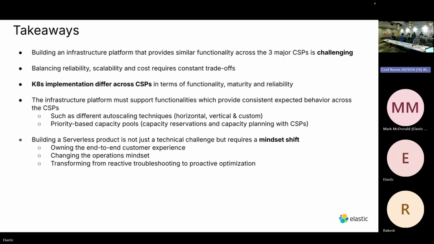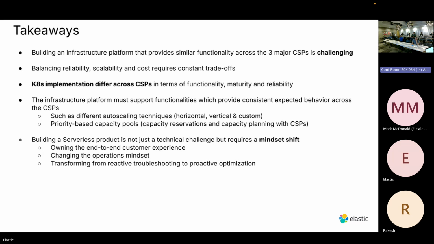So if you have been with me for the whole session, don't worry about whatever I said. I encapsulate everything in these main takeaways, right? The first takeaway is that building an infrastructure platform that provides similar functionality across the three major CSPs is challenging. We faced that challenge when we built our homegrown orchestration on Hosted, but moving to the CSP managed products, it's much more challenging. You would always be balancing between reliability, scalability, and cost. You would always be trading off: should I use this? Oh, it brings reliability, but then it does not bring scalability, or it makes the cost much more expensive, right?